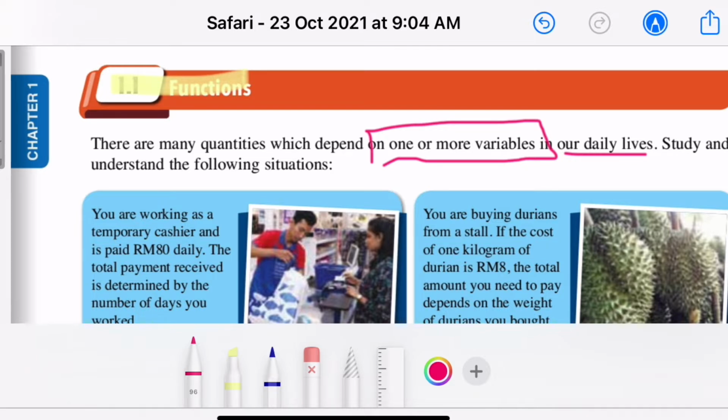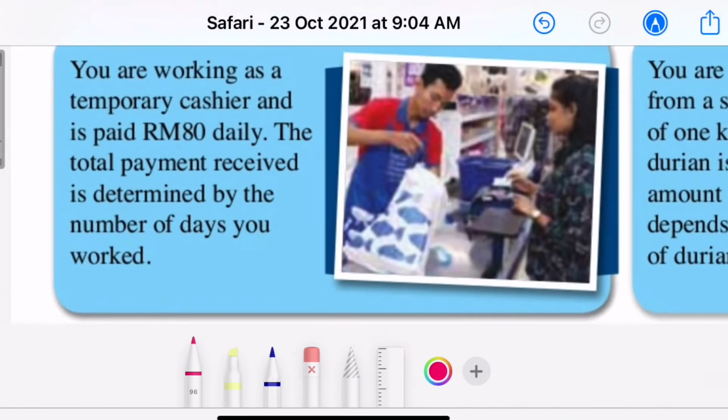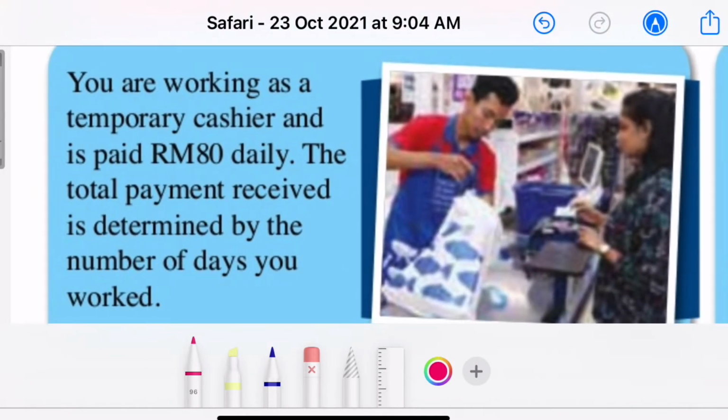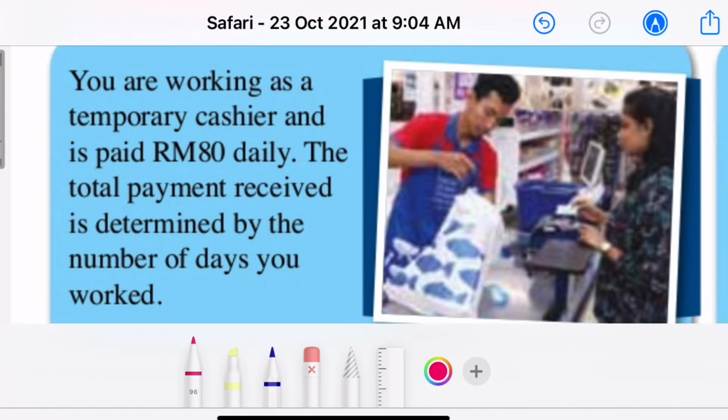Study and understand the following situations. You are working as a temporary cashier and are paid 80 ringgit daily. The total payment received is determined by the number of days you work.